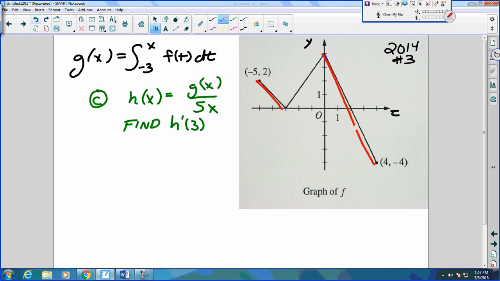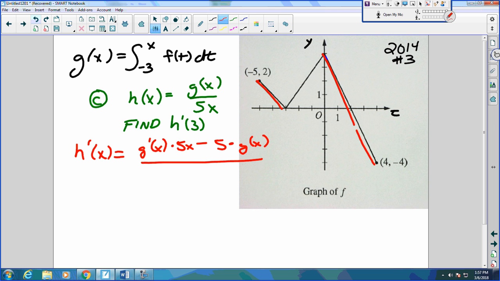So first thing I do is I go h prime of x. Derivative of the top is g prime times the bottom, which is still 5x, minus derivative of the bottom, which is 5, times the top, which is g of x, all divided by 5x squared. I'm pretty sure it's 25x squared. Everybody, do not overthink this. Do not simplify this, because it didn't ask you to simplify h prime. It asked you to find h prime of 3.